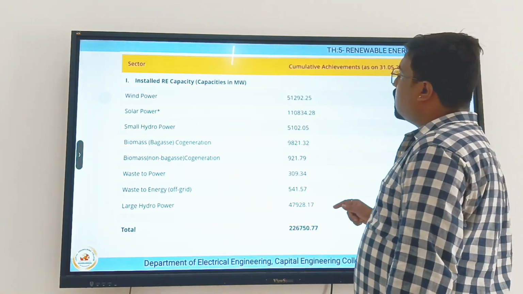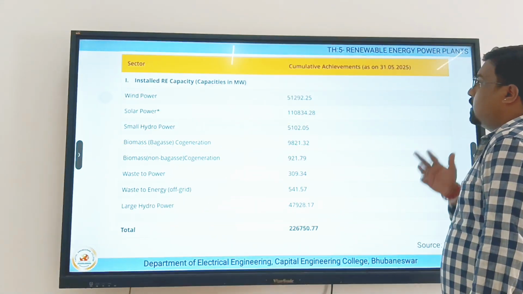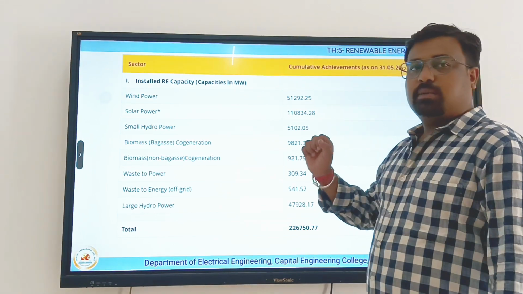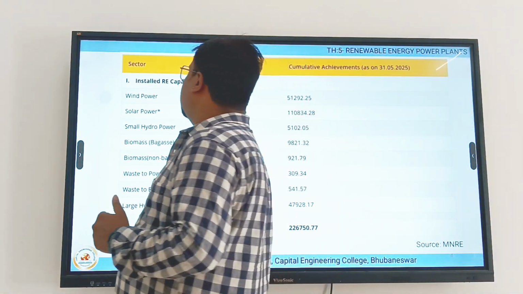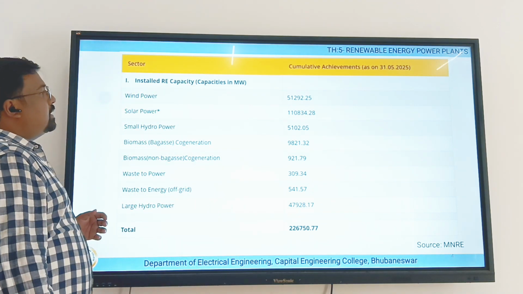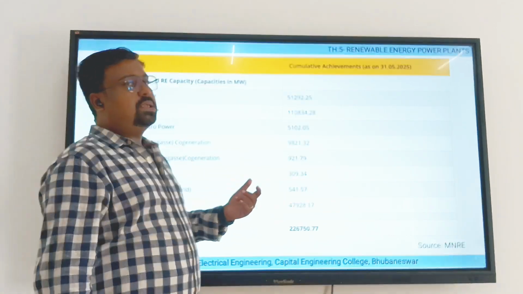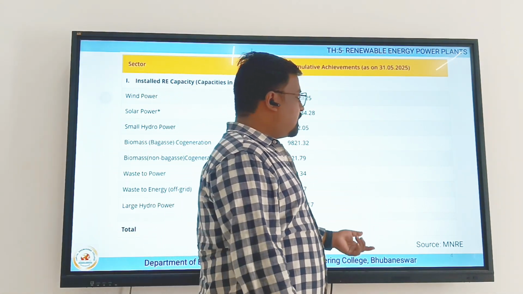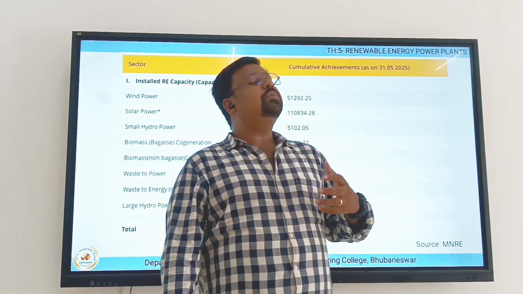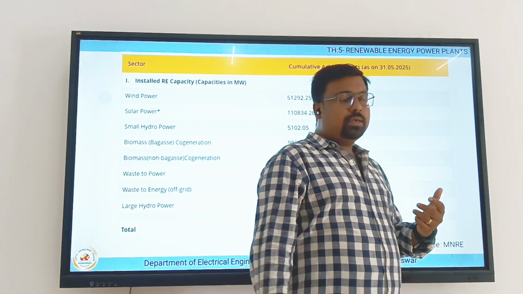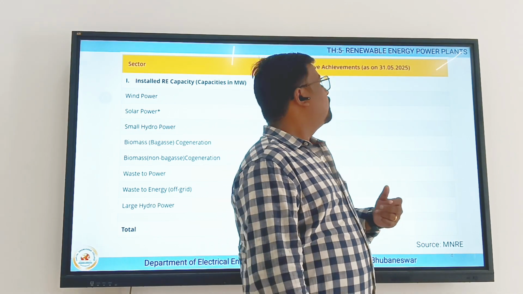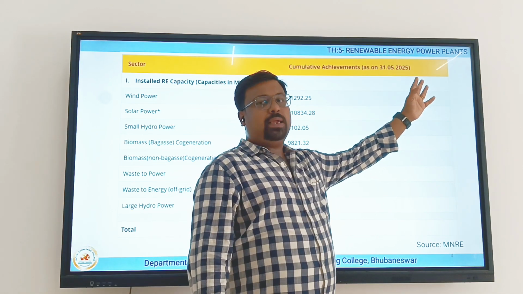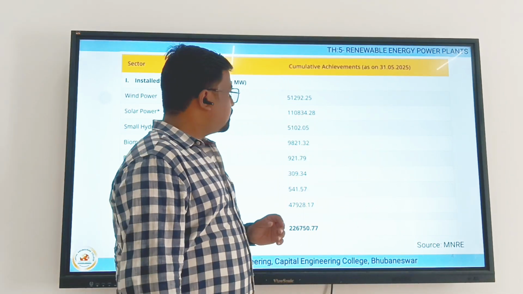So moving to the next slide. Okay, so these are some basic figures, some numbers that you can see. This is nothing but the installed renewable energy capacity in our country currently. This data is taken from the Ministry of New and Renewable Energy, that is MNRE, and the data is updated up to 31st of May 2025.